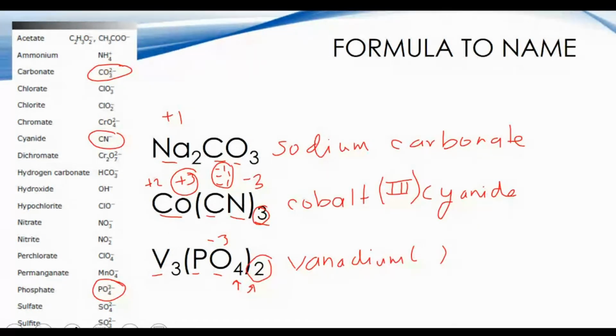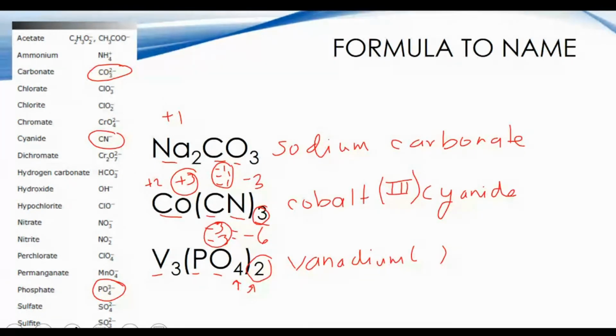The 4 is part of the polyatomic. That's the reason it's inside of the parentheses. The 2 on the outside tells us that there's 2 of them. So that means that there's 2 -3s for a grand total of -6, right?